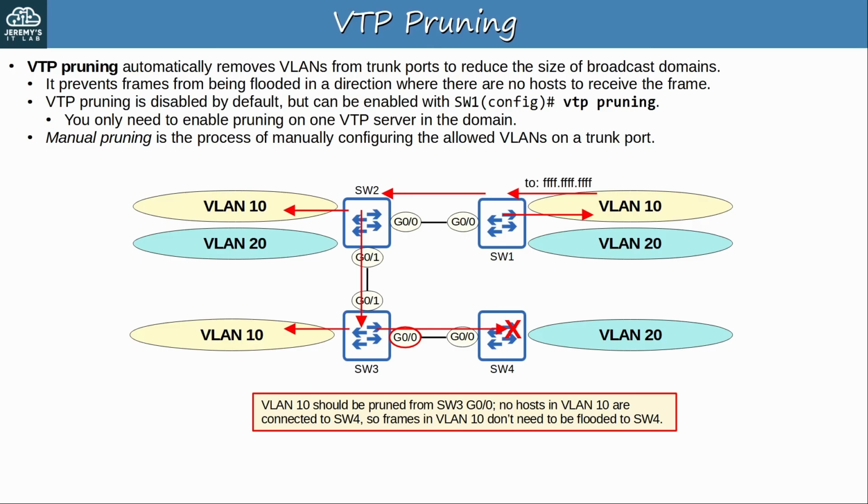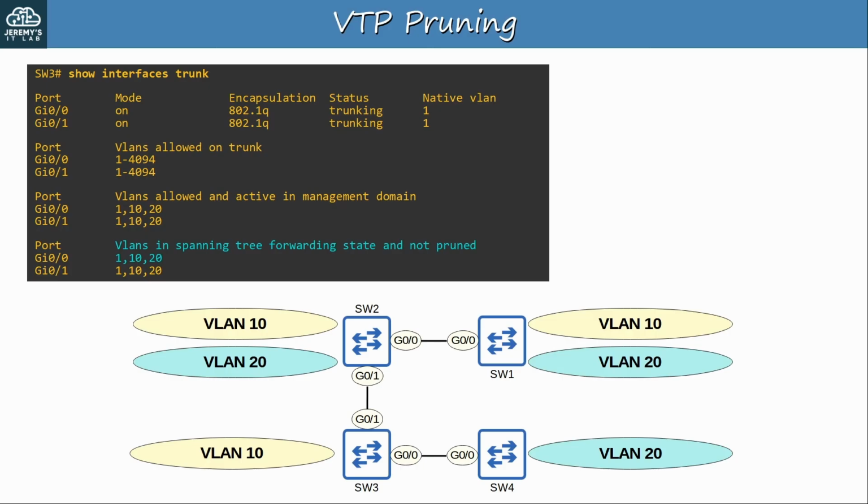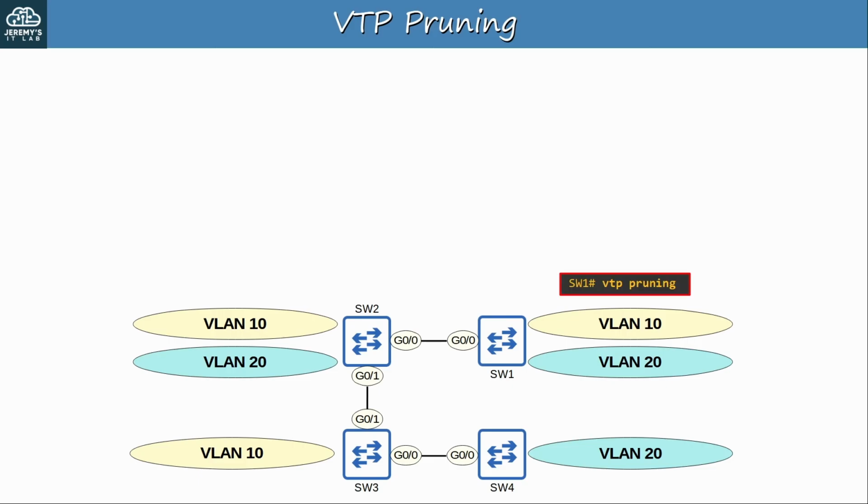No hosts in VLAN 10 are connected to switch 4, so frames in VLAN 10 don't need to be flooded in that direction. On switch 3, I used show interfaces trunk, and take a look at the section I've highlighted. VLANs in spanning tree forwarding state and not pruned. That is referring to VTP pruning. So currently switch 3 will flood frames in VLAN 10 out of G0/0. Let's configure VTP pruning to change that. On switch 1, I configured VTP pruning. However, I could have configured it on any of these switches. They are all VTP servers.